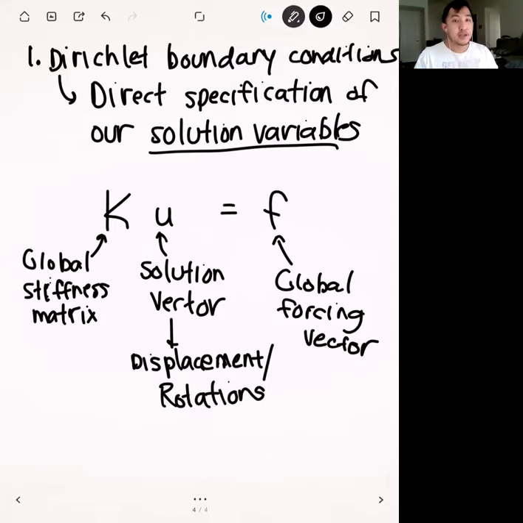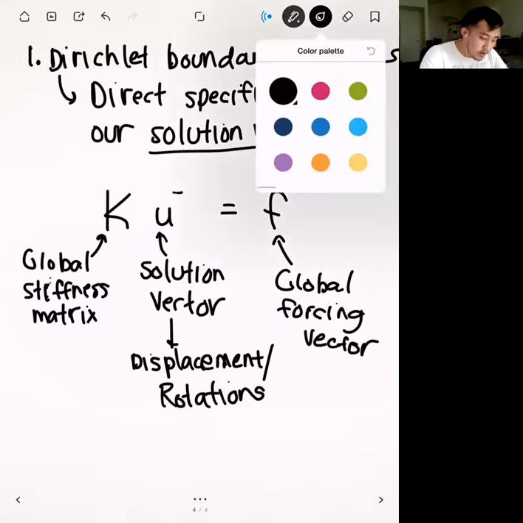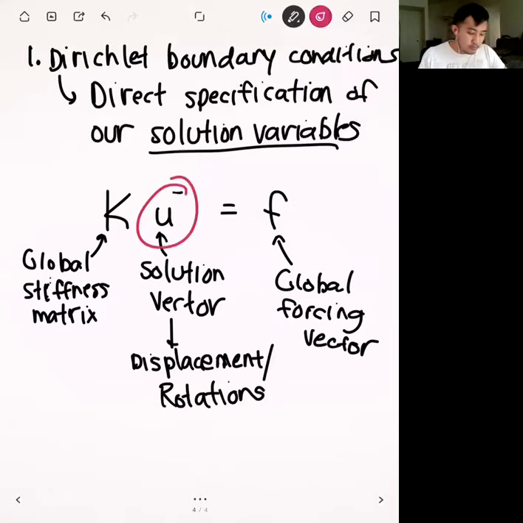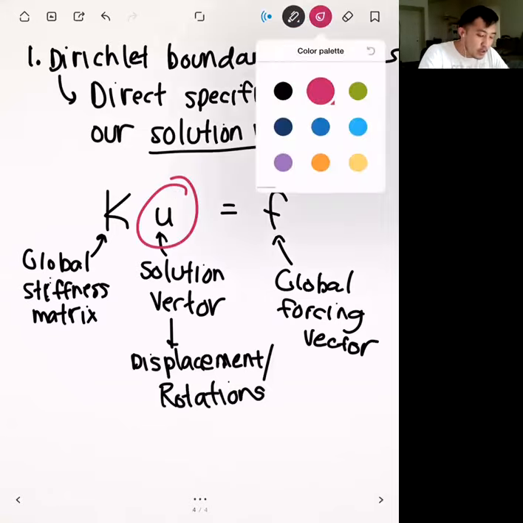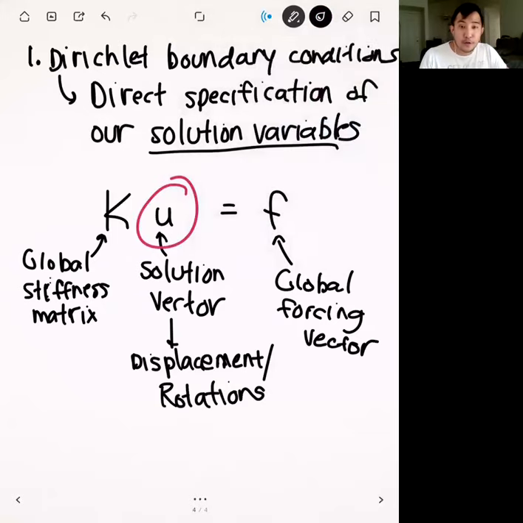Okay. And so any type of boundary condition that says the displacement at this node has to be X, or the rotation at this node has to be Y or something like that, where we're directly specifying the values of what should be in this vector right here. Okay. So any type of boundary condition that places a requirement on the actual values of our solution, these are Dirichlet type boundary conditions. Okay. And so basically for all the cases that we've seen so far in our direct stiffness method, Dirichlet boundary conditions are referred to as constraints.